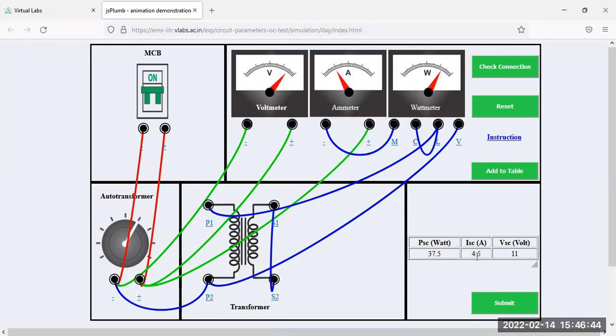So how much is 37.5 divided by 4.5 whole square? What is 4.5 into 4.5? Just calculate: 25, 25, 22.